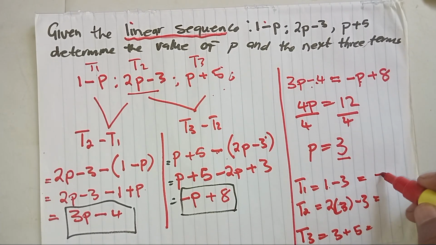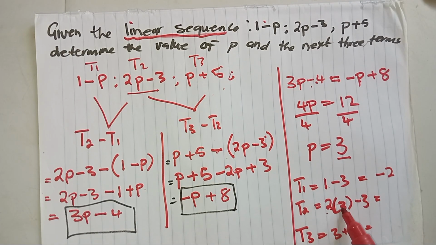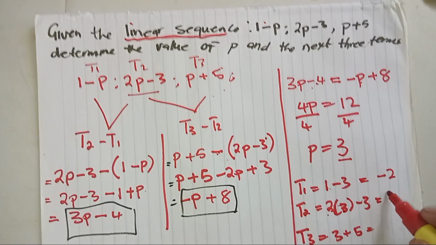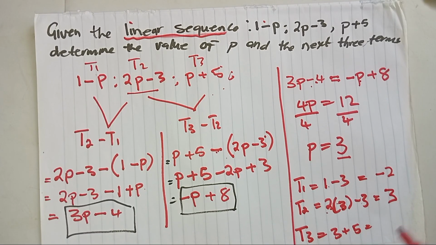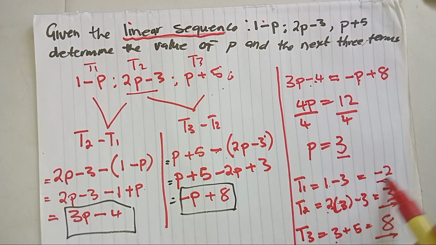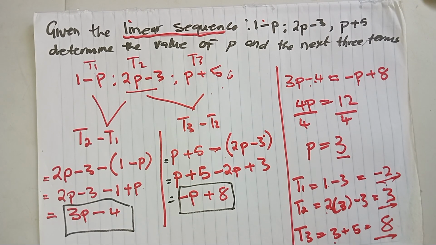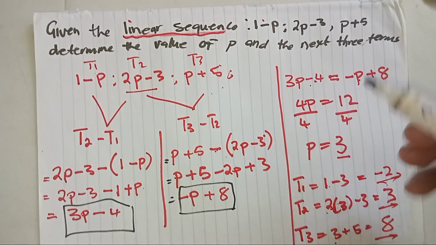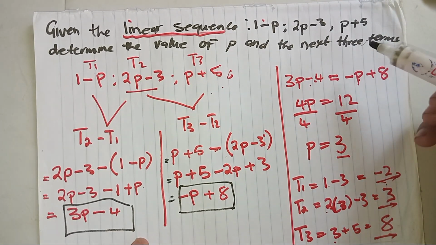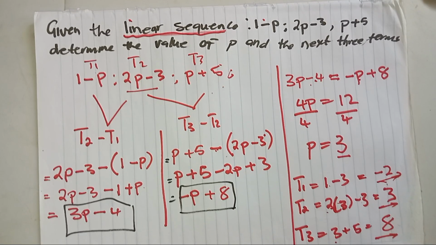Let's see what we get. This gives us minus 2. And then 2 times 3 is 6, and 6 minus 3 is going to be 3. And then 3 plus 5 is going to be 8. So these are our first 3 terms, not the next 3 terms, the first 3 terms.